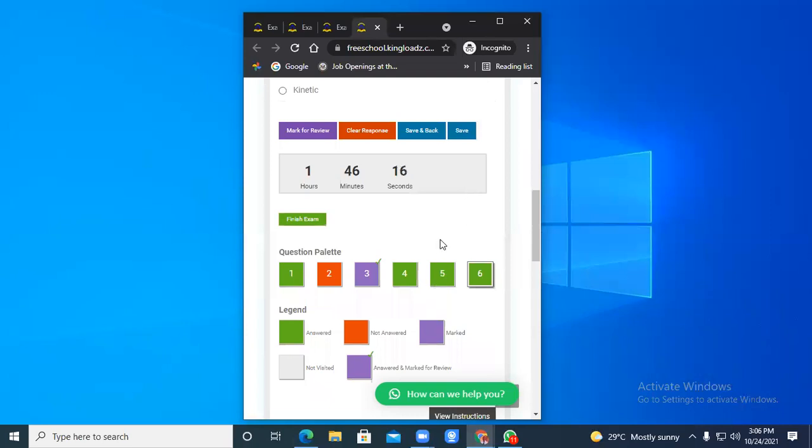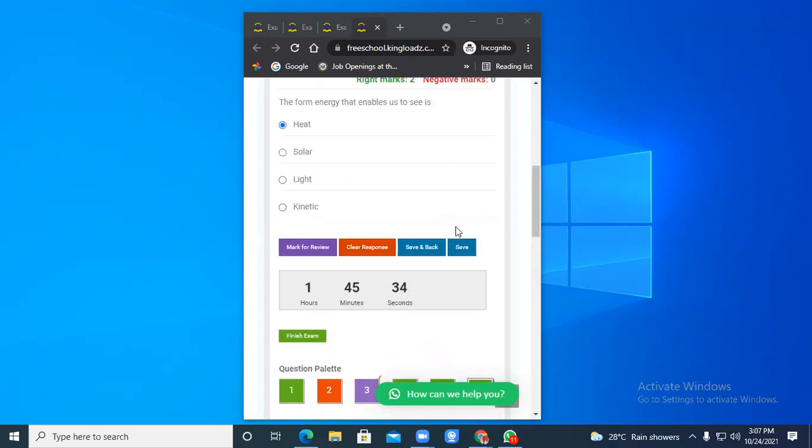But if this question was number 2, let me make some changes there. Let me make that question to be number 2. Okay, I think it's not allowing because the exam is already ongoing, so I cannot make changes to this exam. That's what you have to know. So you have seen that now we cannot make changes to this exam because it is ongoing.